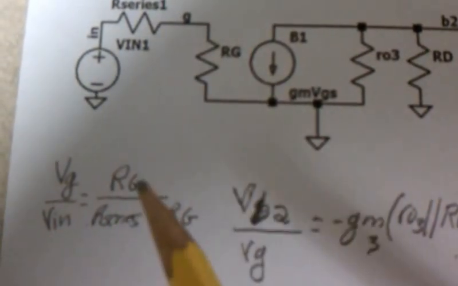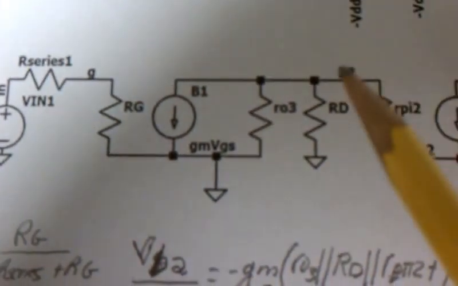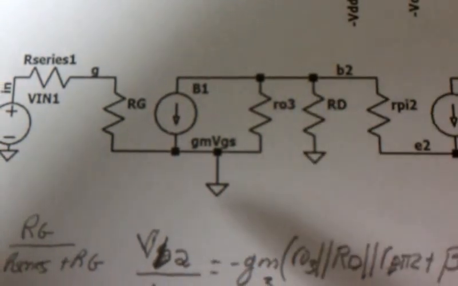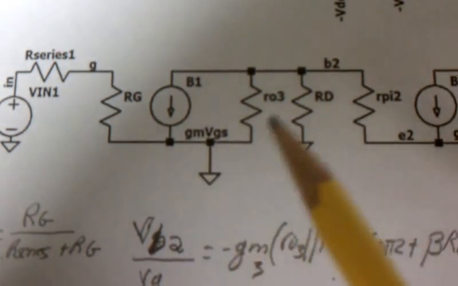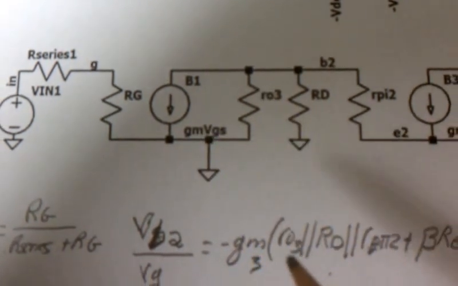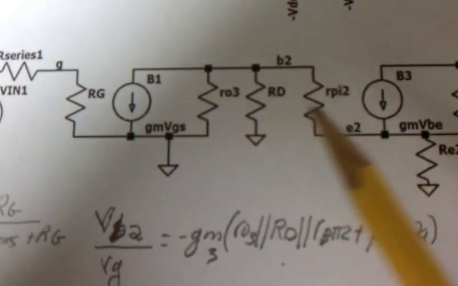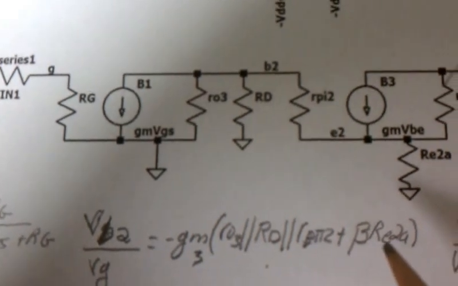So first equation's easy. VG divided by Vin is just the voltage divider. Now, rather than calling that V out, I've called it VB2, and that's VG, and that's really minus GM times RO in parallel with RD, in parallel with, hey, what's Rin? It's R pi plus beta RE2. Where that comes from is another video.